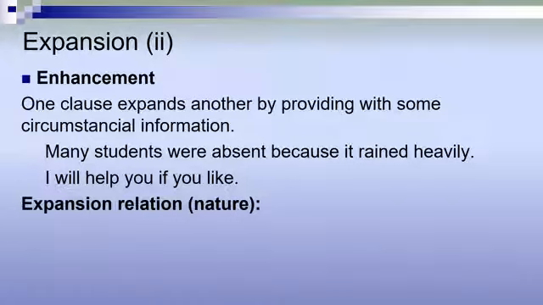And then from the discussions of the three kinds of expansion, namely elaboration, extension, and enhancement, we can see the nature of the three kinds of expansion. The first is elaborating. In elaborating, the meaning of the second clause or secondary clause is more or less similar, or it gives details on the first clause.